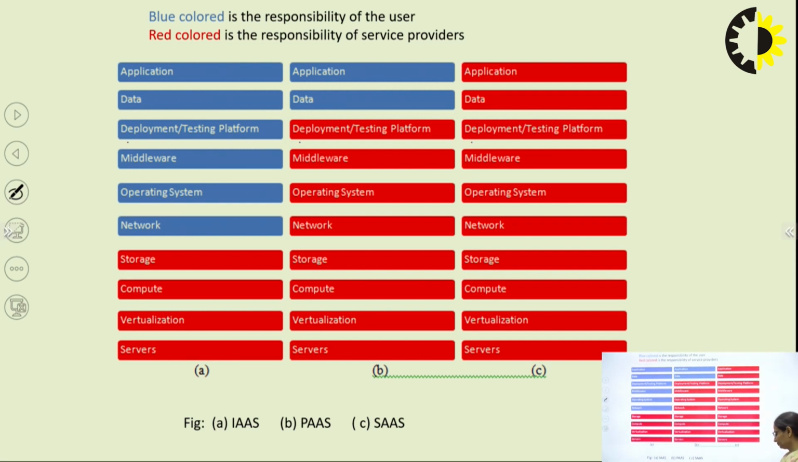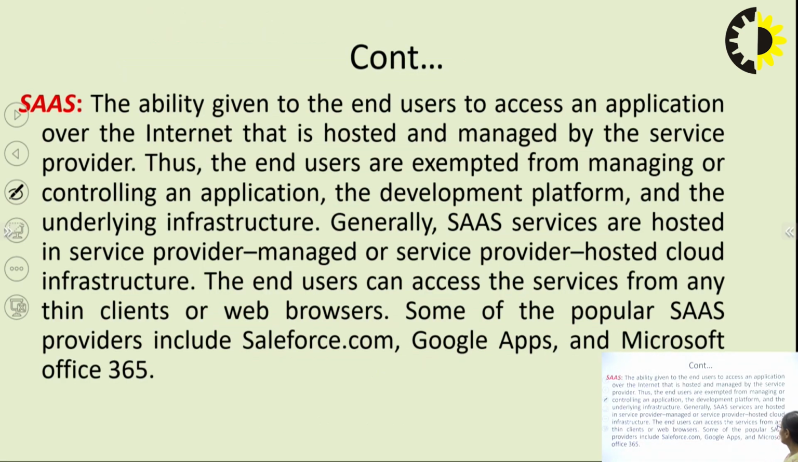Generally, SaaS services are hosted in service provider managed or service provider hosted cloud infrastructure. That is, both things are possible. The service provider manages, and the service provider hosts the cloud infrastructure. Both things are possible in SaaS. Thus, end users can access the services from any thin client or web browser. That is, customers are free to use thin or thick clients.